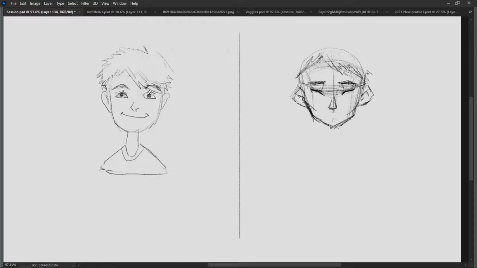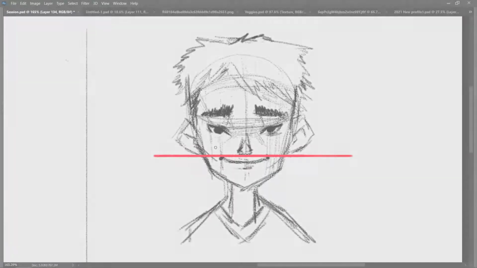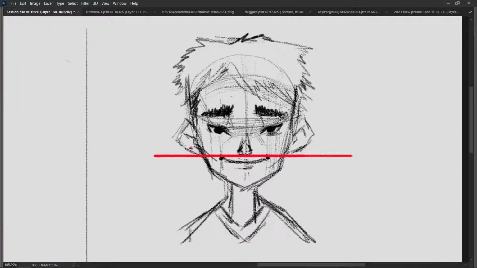When creating a front view face, the earlobes should align with the bottom edge of the nose, and the upper lip should align with the middle of the nose.